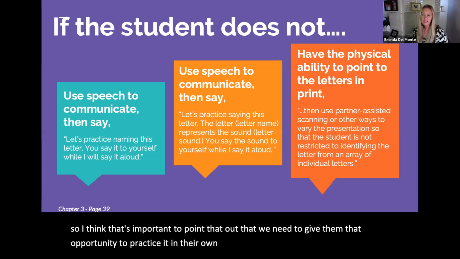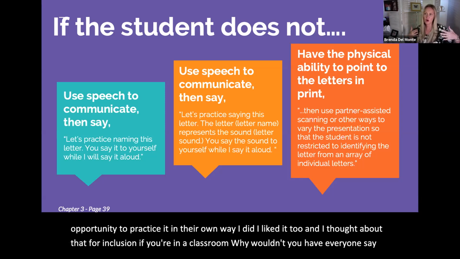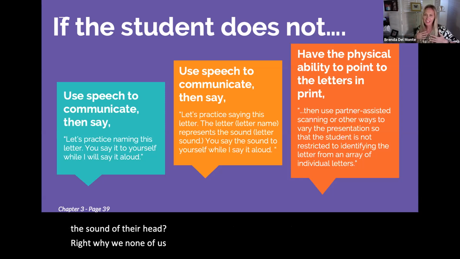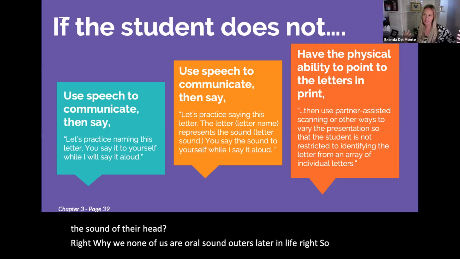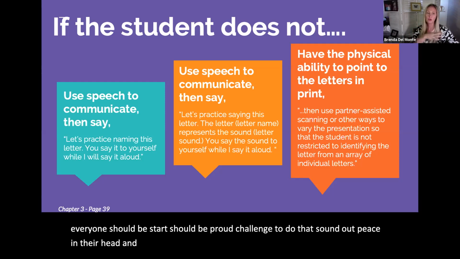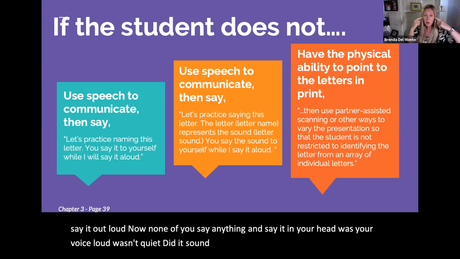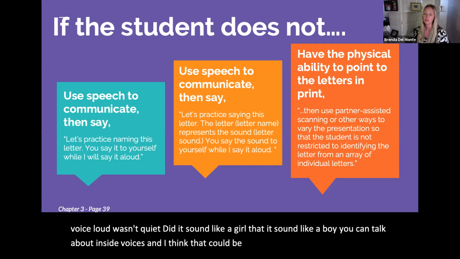I liked it too, and I thought about that for inclusion. If you're in a classroom, why wouldn't you have everyone say the sound in their head? None of us are oral sound outers later in life, right? So everyone should be challenged to do that sound out piece in their head. Those of you who can say it out loud, say it out loud. Now, none of you say anything and say it in your head. Was your voice loud? Was it quiet? Did it sound like a girl? Did it sound like a boy? You can talk about inside voices, and I think that could be very inclusive.